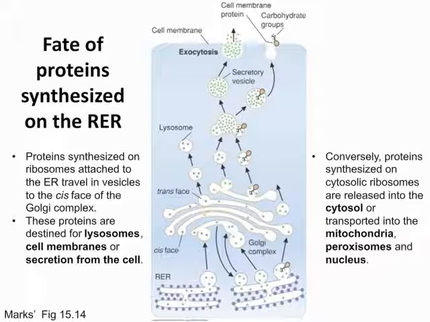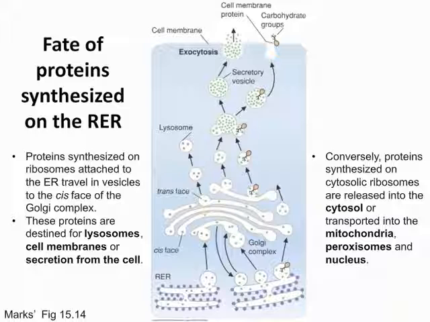So what happens to the proteins that we make on the rough ER? The left bullets say that protein synthesized on the ER is going to travel in vesicles to the Golgi complex. These proteins are destined for 3 things: for lysosomes, cell membranes, or secretion from the cell. A test question could be, what are the fates of proteins synthesized on the rough ER? Answer choices could be destined for lysosomes, cell membranes, or secretion from the cell. So know those 3 well.